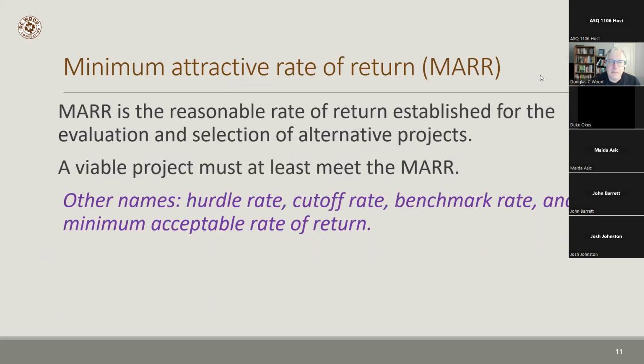So this minimum attractive rate of return, okay, it's a reasonable rate of return established for evaluation selection of alternative projects. So a viable project must at least meet the minimum attractive rate of return. Sometimes this is called a hurdle rate. Sometimes it's called a cutoff rate or a benchmark rate. But it's a number that you've got to get. Your interest rate of this cash flow has to be equal to that or better.